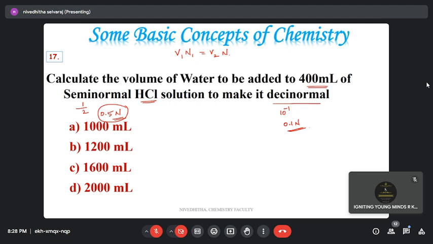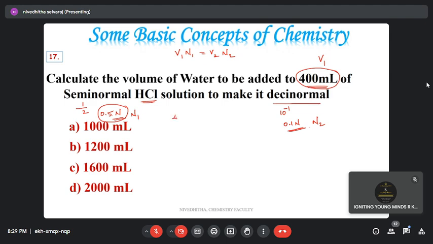Here, V1 is the volume of the stock solution. Here, the concentration is expressed in normality, but you can express it in molarity also. And V2 is the volume of the resultant solution, and N2 is the normality of the resultant solution. Okay, fine. So here 400 ml is the volume of the stock solution, which is V1, and 0.5 N is the normality of the stock solution, which is N1. And to prepare the deci-normal solution, the resultant solution's concentration is 0.1 normal, which is N2. So from these data, we have to calculate V2.